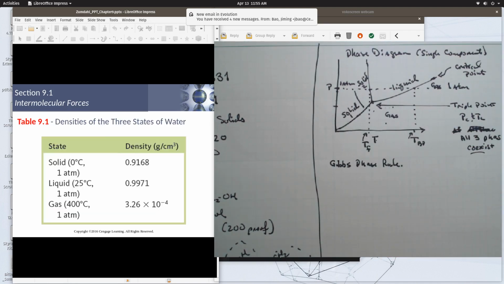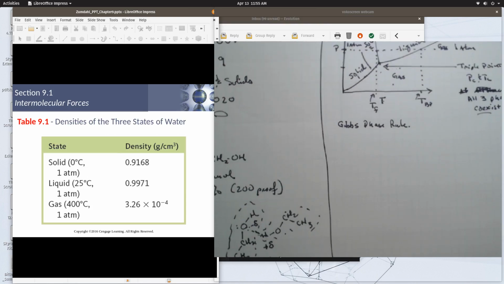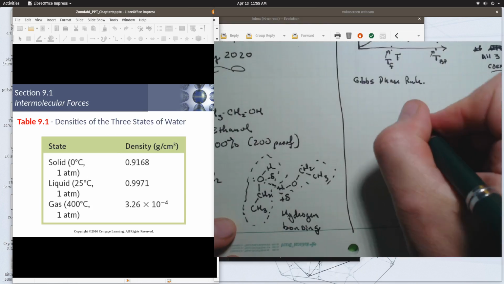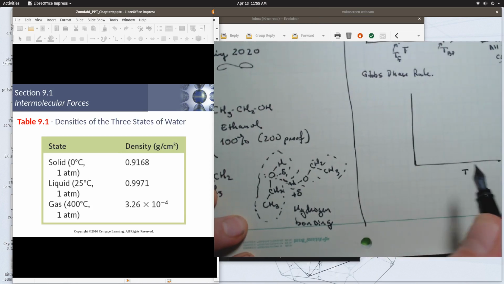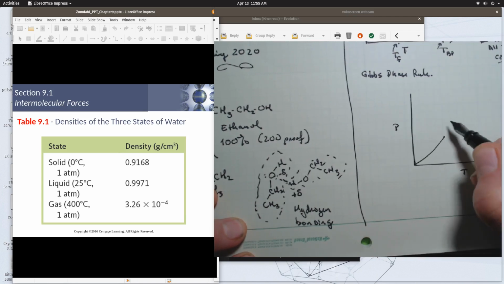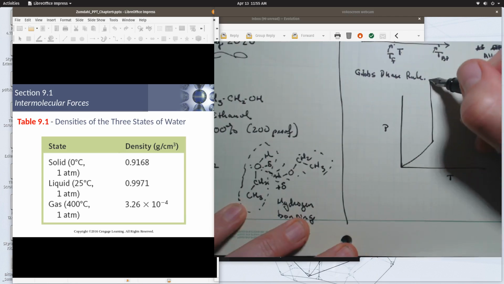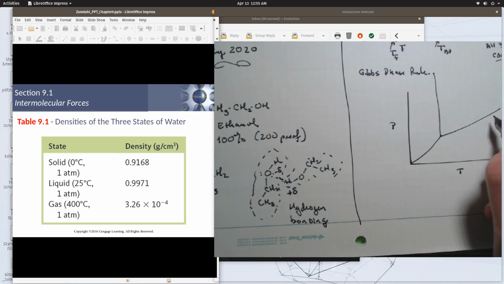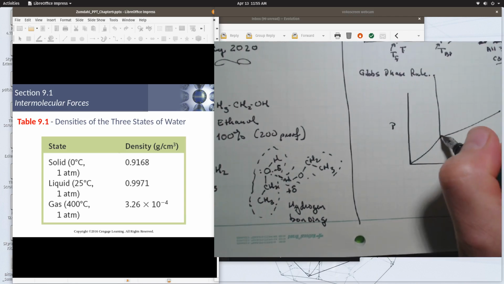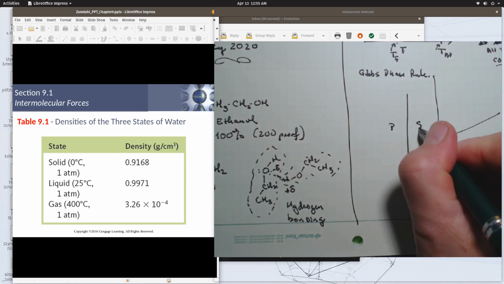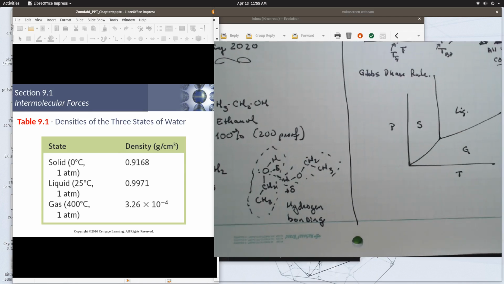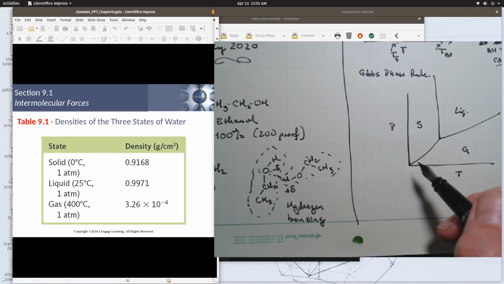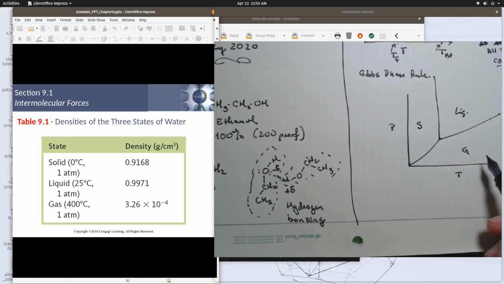Okay, so in water, let me roughly draw the phase diagram of water. It looks a lot like what I had up here. Temperature and pressure for water. Water has sort of a funny phase diagram, but it looks a lot like what I just drew there. It has 3 phases. It has a solid phase, a gas phase, and a liquid phase. High density, lower density, and much lower density.